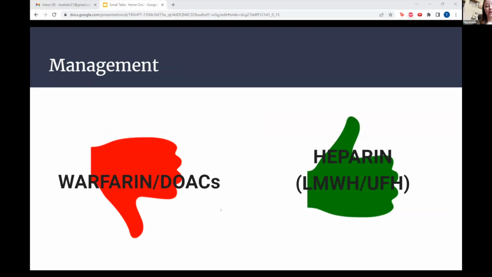So we found our PE. How do we manage these patients? Heparin is the way to go, either low molecular weight heparin or unfractionated heparin. You want to avoid warfarin and your DOACs. These cross the placenta and cause harm to the fetus.